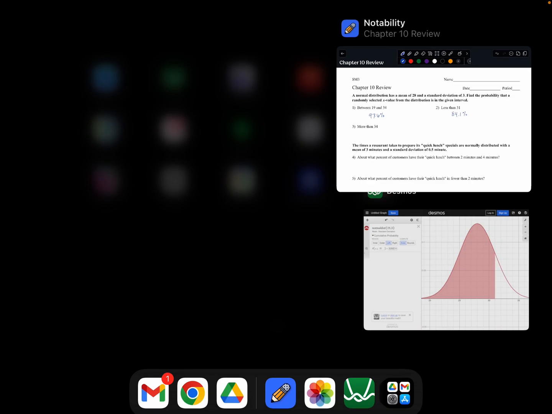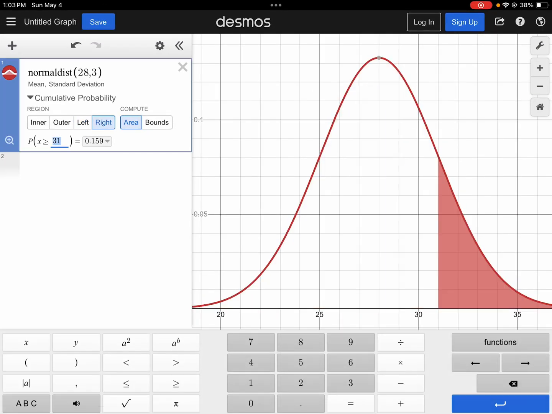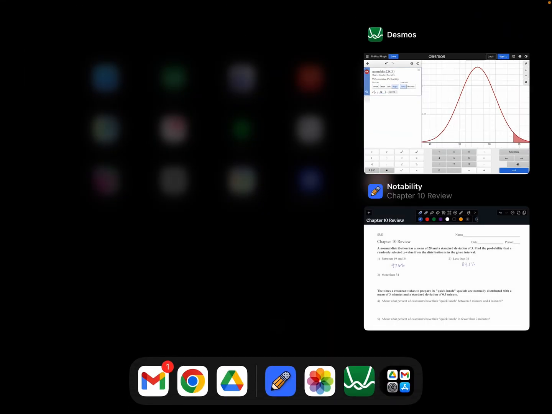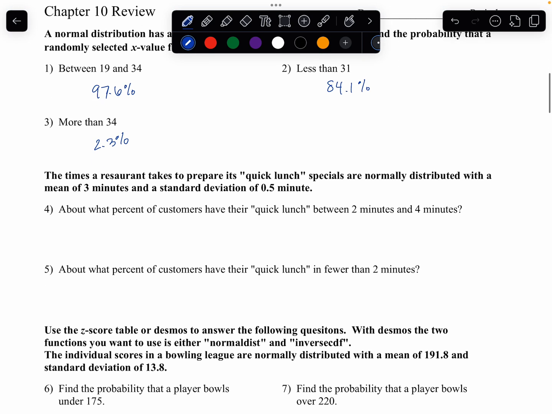And then more than 34. Going back here, if it's more, we select the right region, and then we do 34, and we get 2.3%. Okay, and pretty much that easy.